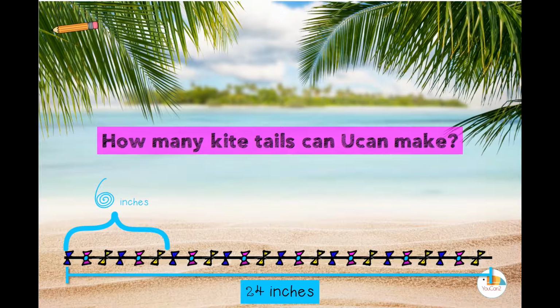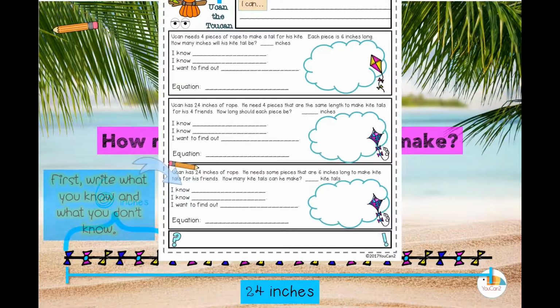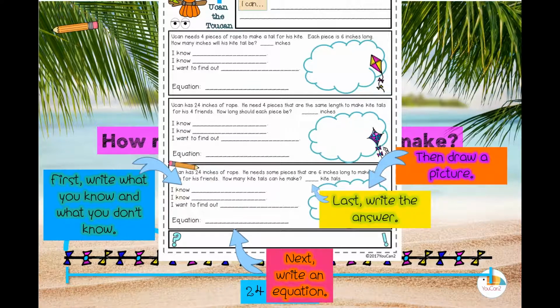This is a pencil problem, so let's give it a try on our own. First, you're going to think about what you know and what you don't know. Then you're going to write an equation. Don't forget to draw a picture and write that answer. Okay, good luck.